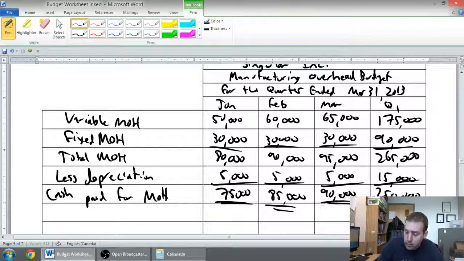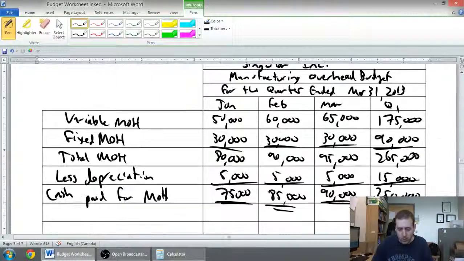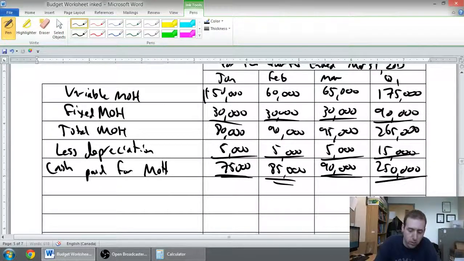Now again, it wasn't specifically asked for, but it's not a bad thing to include. How much cash we pay for a given expense. Dollar sign at the top and at the bottom of each column. And we should be good to go.